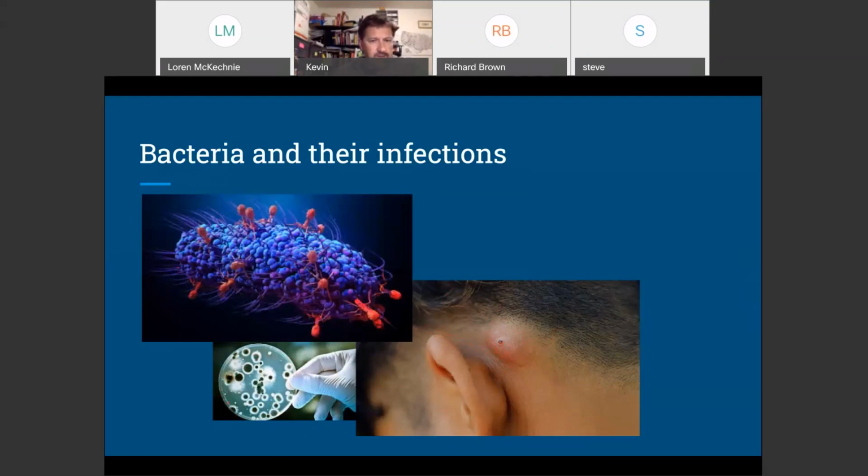Now, this picture here on the left, the one with the purple bacteria, I chose it because I wanted to show the relative size of a bacterium, which is right here, this big blue thing, compared with a virus. These little red guys are viruses. We're going to talk about those next.